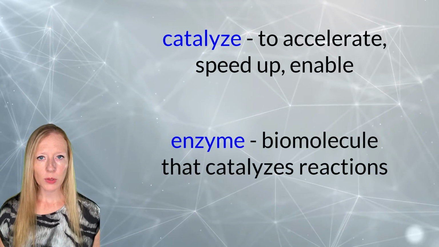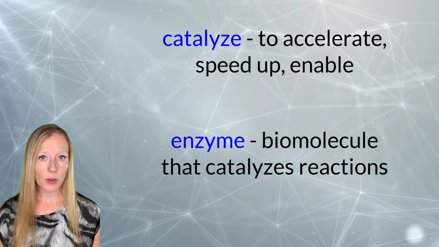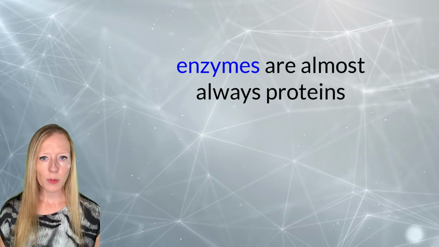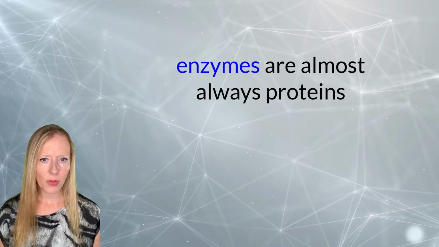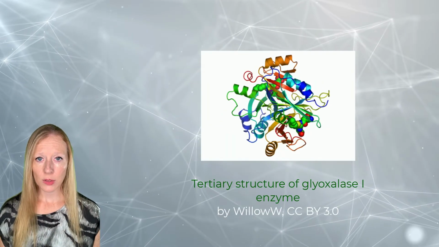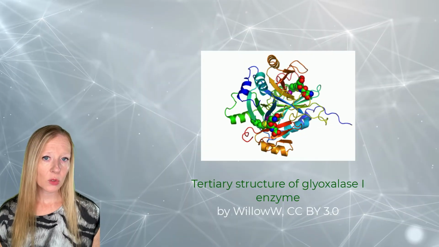And enzymes are molecules that are biological catalysts. So they're biomolecules that speed up, or in other words, enable reactions. Enzymes are almost always proteins. We've learned about proteins, and you know now that they're long chains of amino acids that are joined together and then folded up into a structure that can do something. There are lots of different types of proteins, and enzymes are just one of those types, but they're super important.